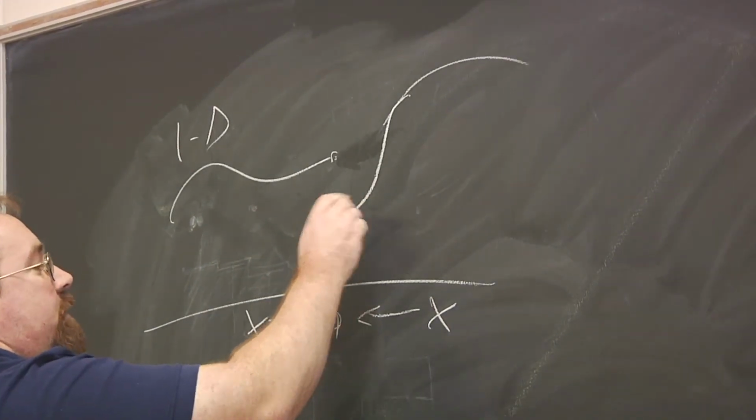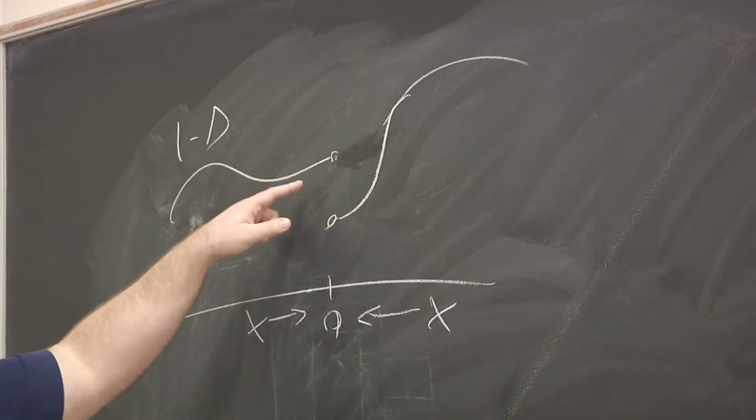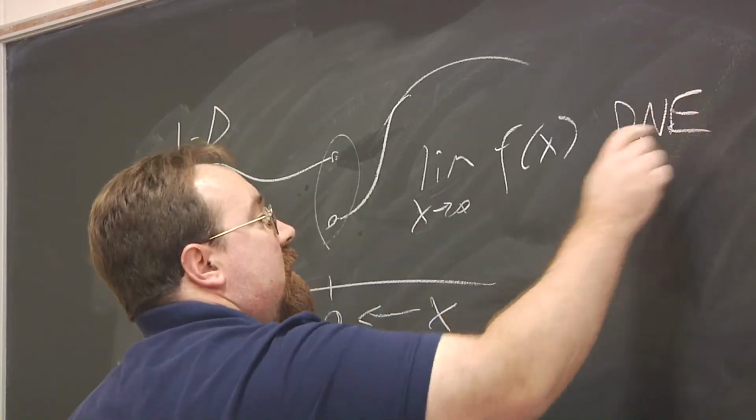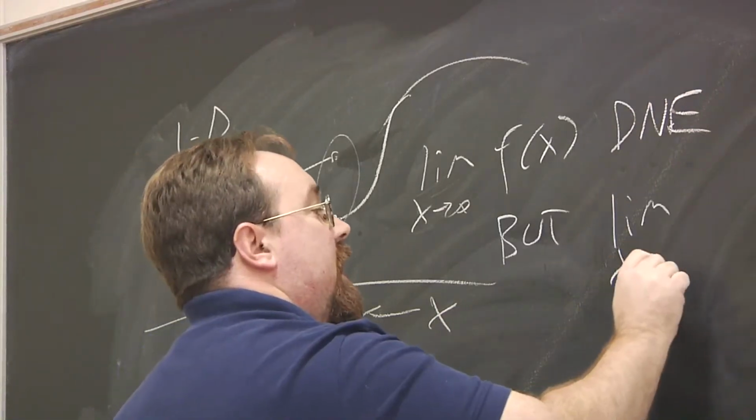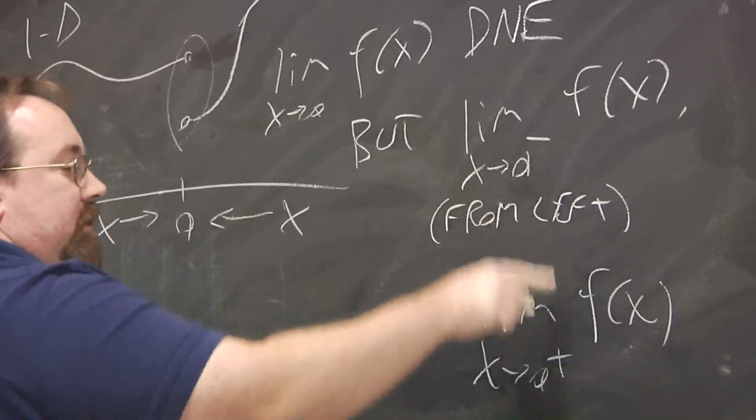A function approaching a different value from the right as opposed to the left. The limit doesn't exist. You may have one-sided limits. DNE means does not exist, but you may have a limit from the left or a limit from the right, with the superscript minus and plus meaning that.